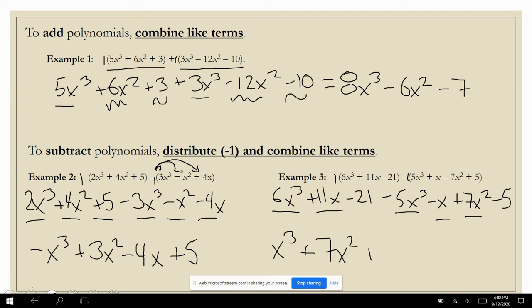11x minus x is a positive 10x. Minus 21 minus 5 is a negative 26. So we have to distribute that -1, and then we combine like terms just as we have done so far.